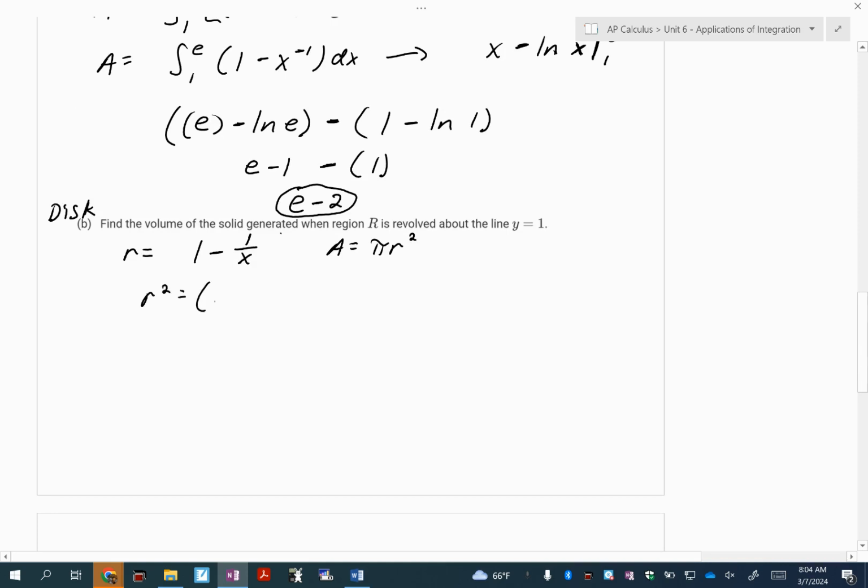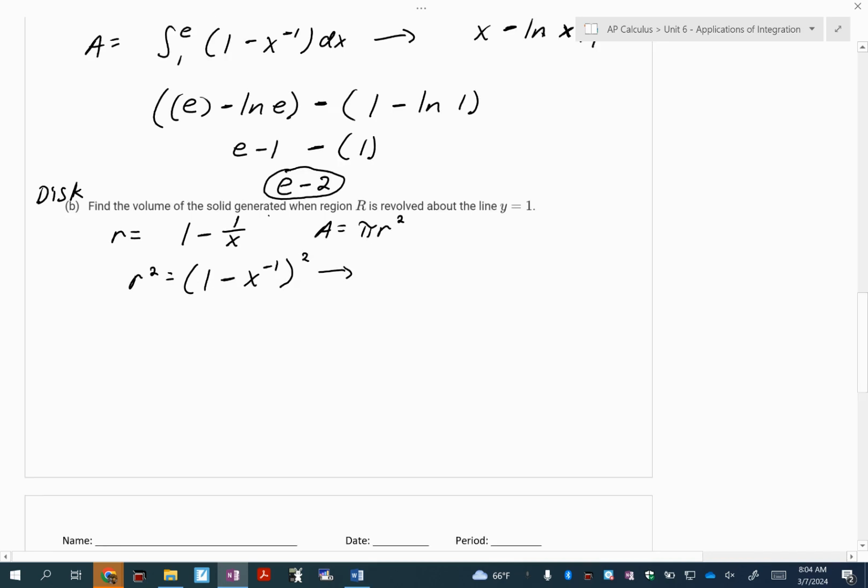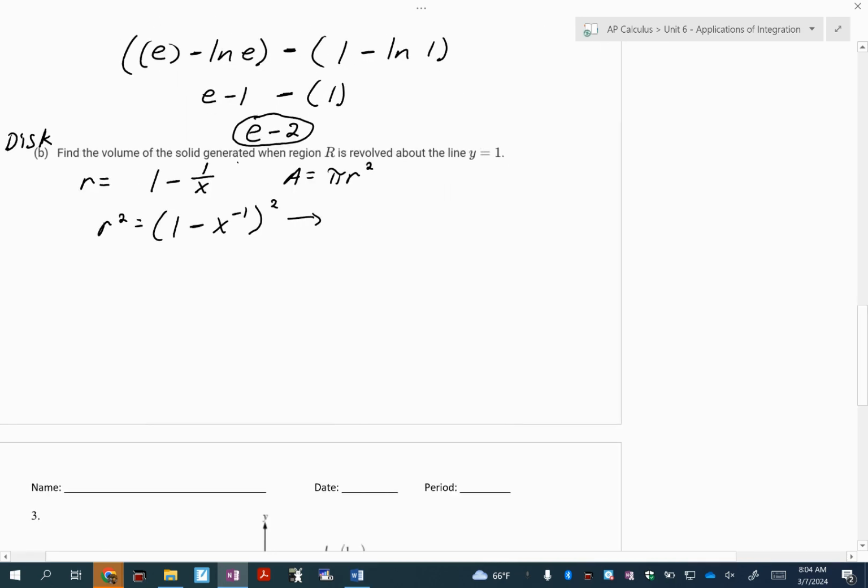So r squared is (1 minus x to the negative first power) squared. Using my understanding of expanding a binomial that's being squared, I square the first term, which is 1. I square the last term, which is the opposite of x to the negative first power raised to the second power. So I can do that math here. The opposite of x to the negative first power, squared. You're squaring a negative, so it's going to be positive. And remember, a power raised to a power means you multiply. So it's going to be x to the negative second power.